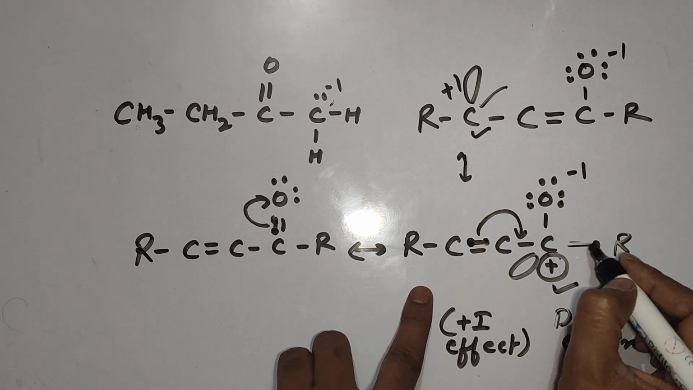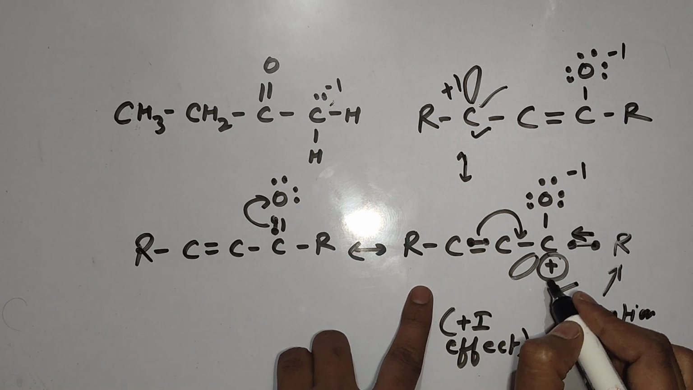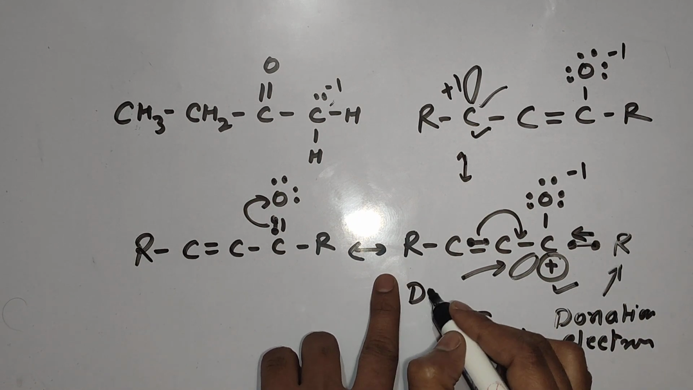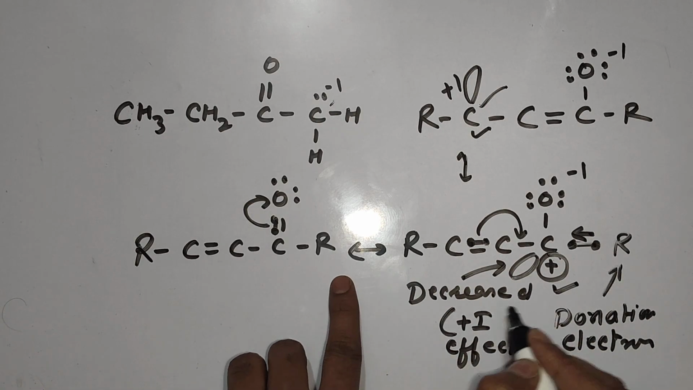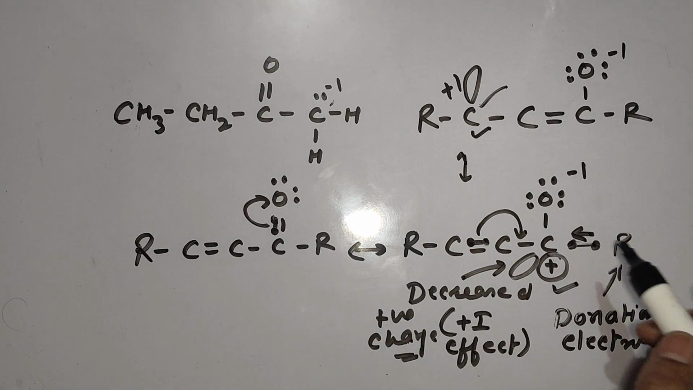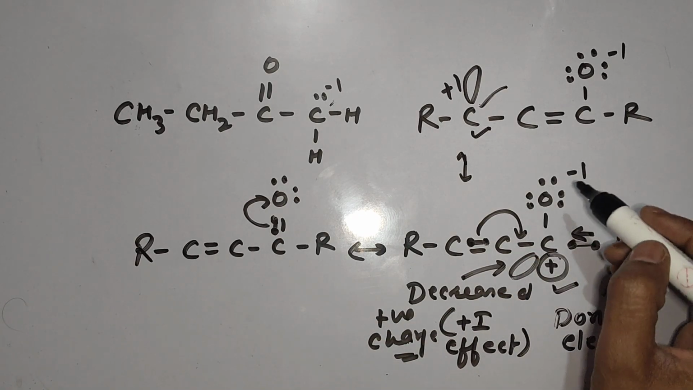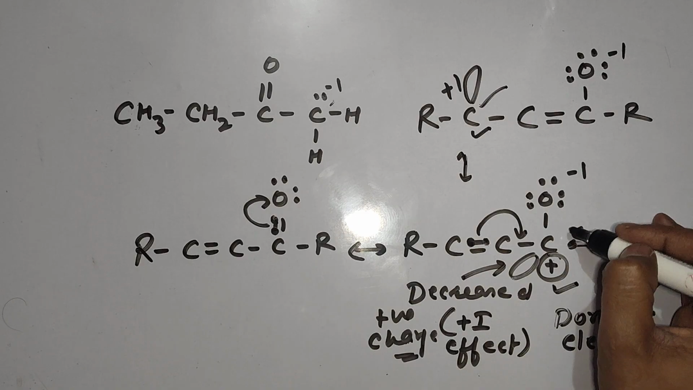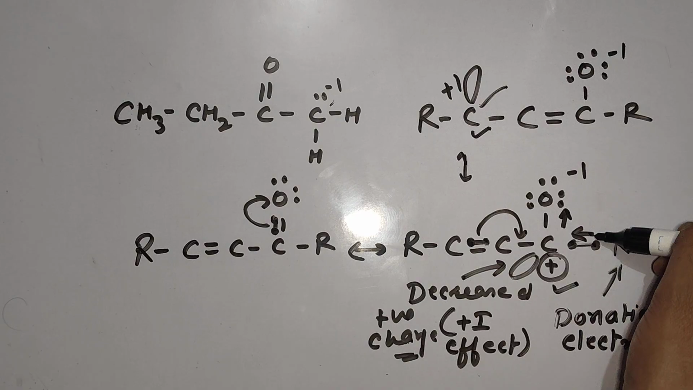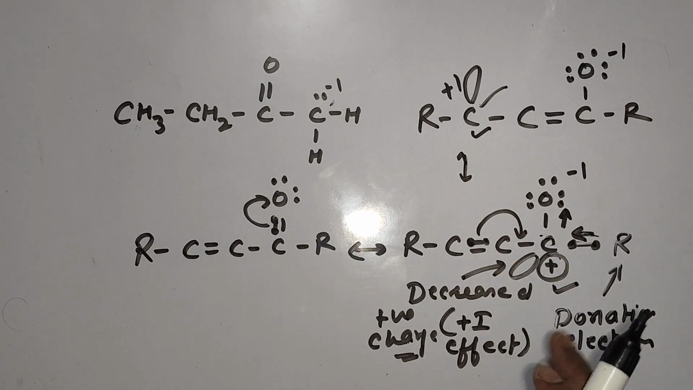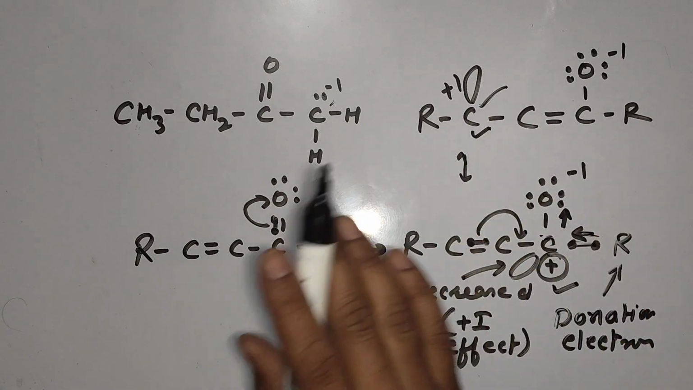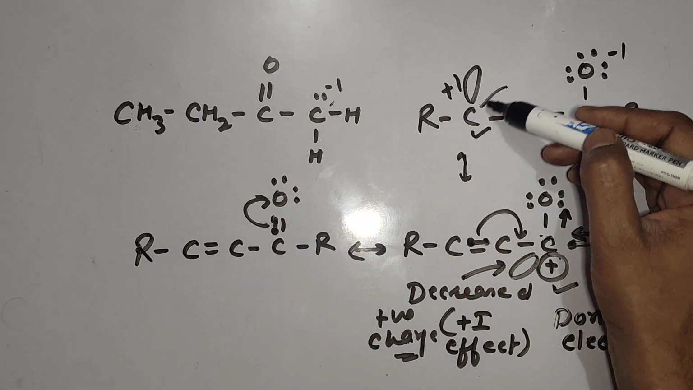Due to this plus I effect, electrons are shifted toward the carbon side. That's why its positive charge is decreased. And why is this plus I effect enhanced? Due to oxygen, because oxygen is highly electronegative. It is trying to pull electrons toward itself, due to which these electrons come closer to this carbon. That's why its positive charge is decreased too much, which is not the problem with this carbocation, this one.